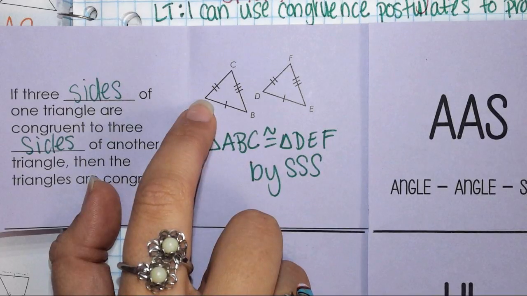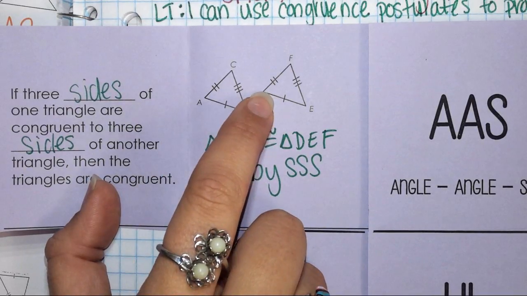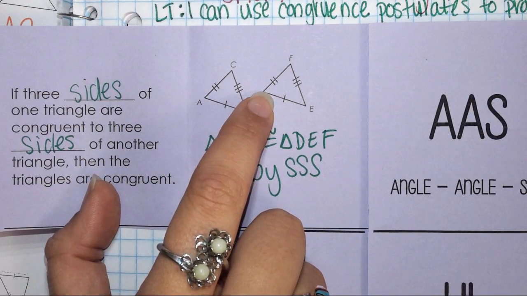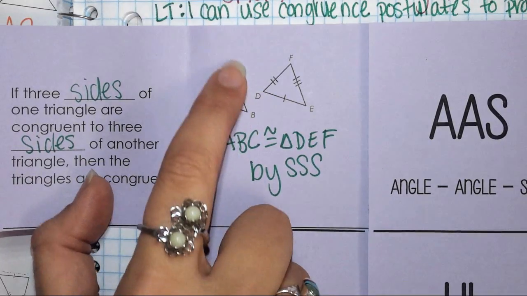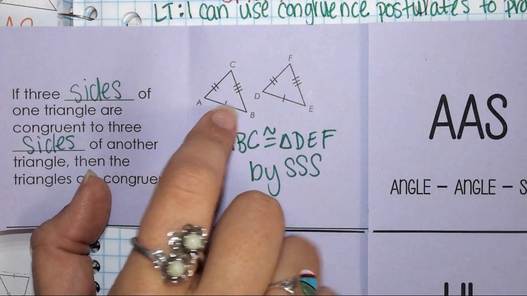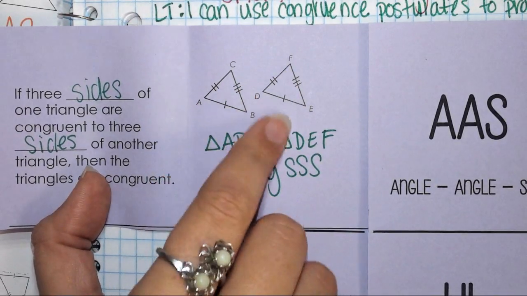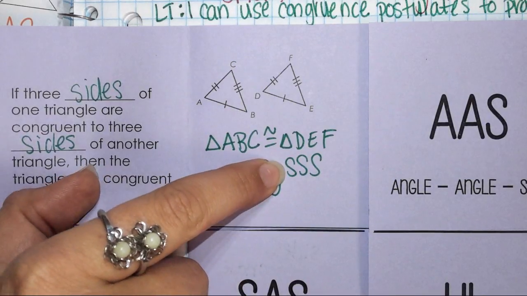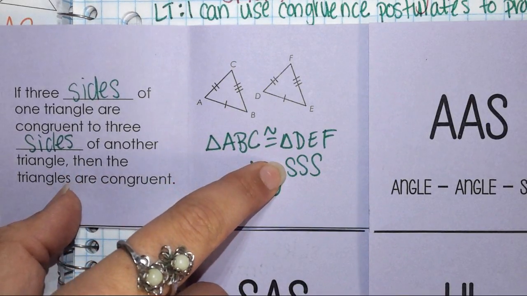DE. And AC is congruent to? And BC is congruent to? EF. So, if your segments are congruent, that means your triangles are congruent by? Side, side, side.